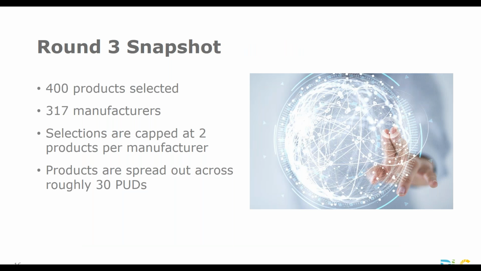Just a little bit of perspective for you. This round has a total of 400 selections, and those are coming from 317 unique manufacturers. That means that about 40 manufacturers or so had more than one selection this round. We want to balance our need for a high volume of testing without bogging anyone in particular down too much. So we've capped all manufacturers at no more than 2 products per round.